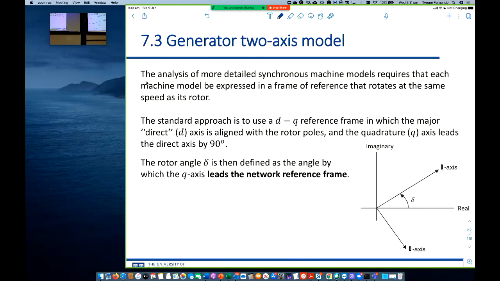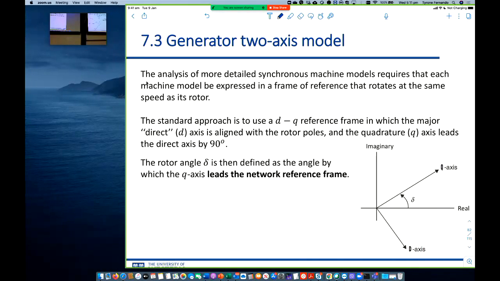So now I want to move to section 7.3, generator 2-axis model. Analysis of more detailed synchronous machine models requires that each machine model be expressed in a frame of reference that rotates at the same speed as its rotor.